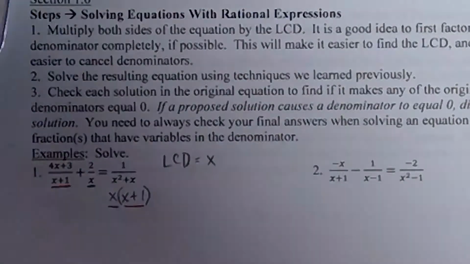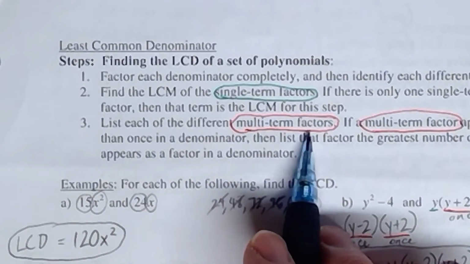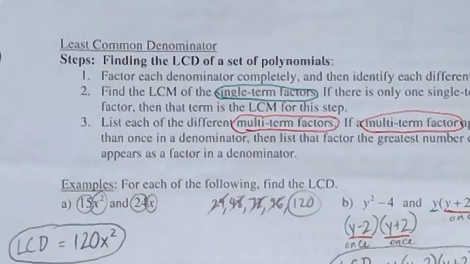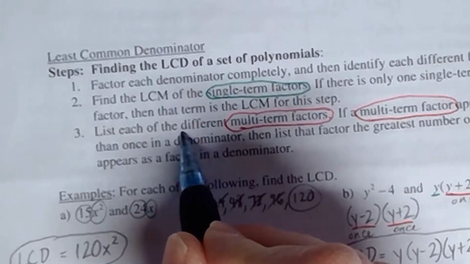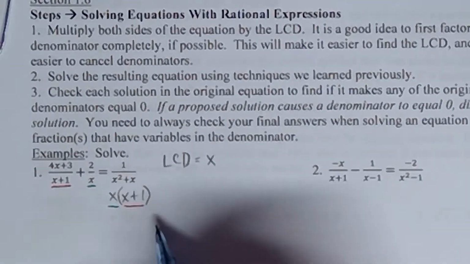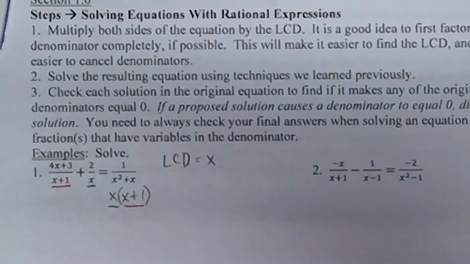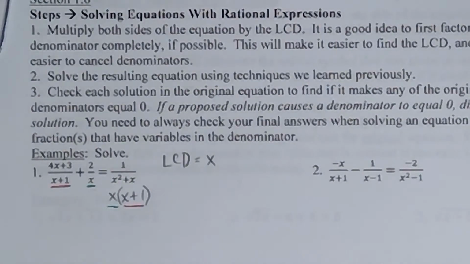Then the last part of the LCD process says list each of the different multiple term factors. Those are the red ones. Notice it says there, very important, different ones. So we have a total of two multiple term factors, two red ones, right? But there's only one different one because they're both the same.